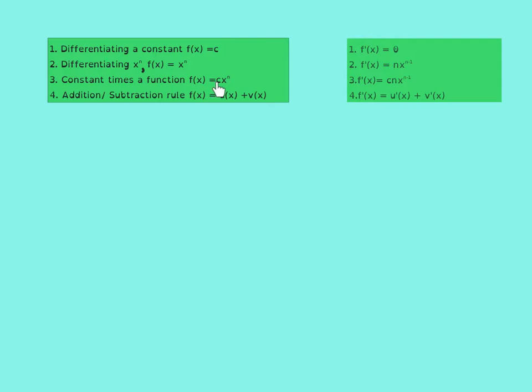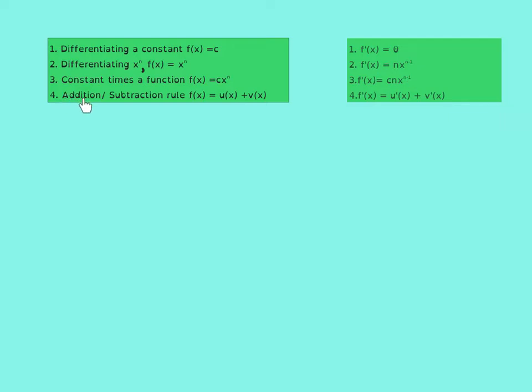So the third one is if we do have constant times a function, for example, f of x is equal to c times x to the power of n. Pretty much f dash of x is going to be equal to c, you copy the constant, times n, which is the power of x, then times x, and then you reduce the power by 1.